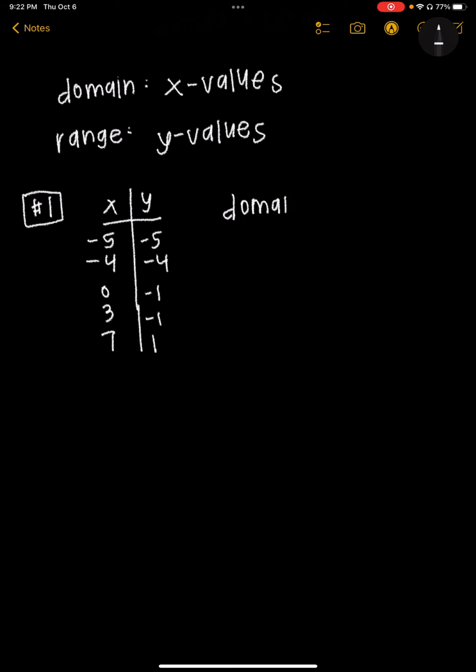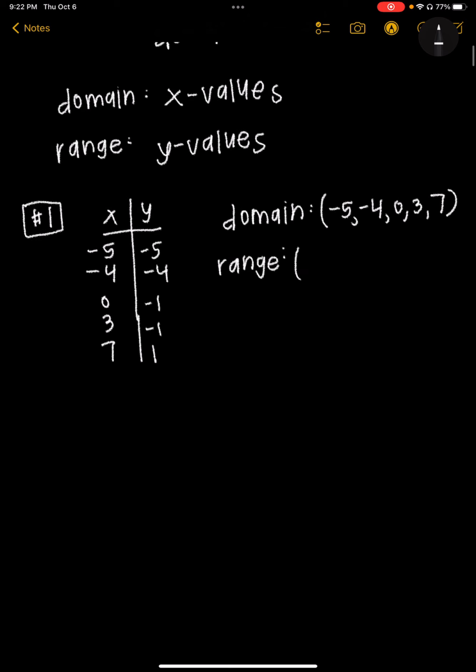My domain is literally just going down that first row. When we write the domain, we like to write it from least to greatest, just to make it pretty. And then the range is that second column, so it's the y values. So we've got -5, -4. Now notice you have two -1s here. When you write the range, you only have to put one -1 because you're just saying that -1 is a part of the range. You don't have to tell me how many times it's a part of it, just that it's a part of it. So there we have it, the domain and range.